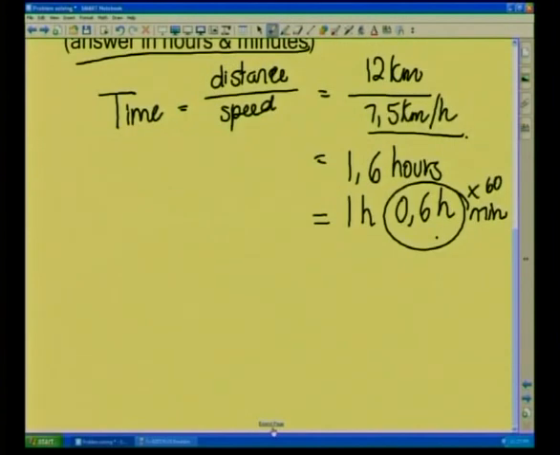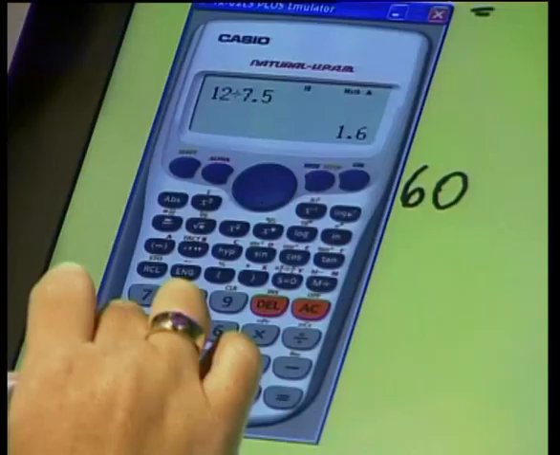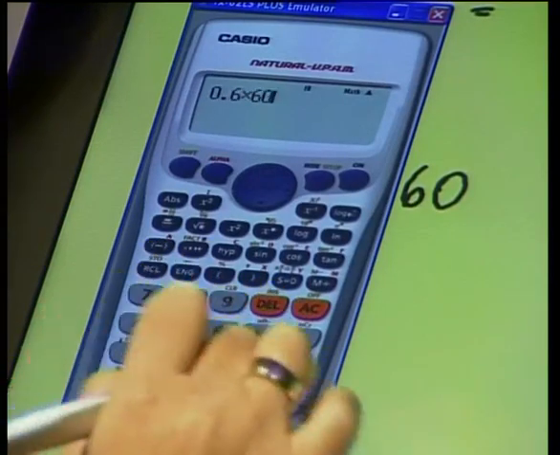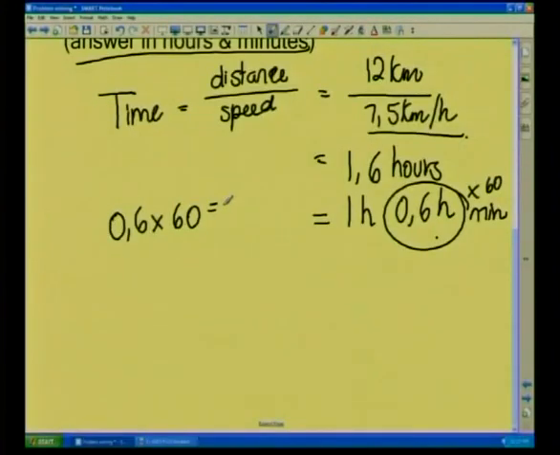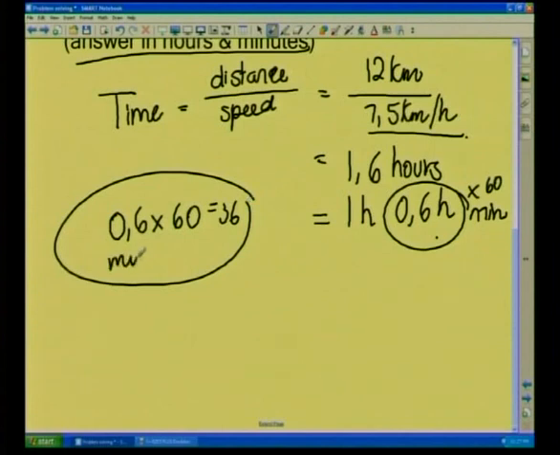So let's do it on the side here. 0.6 times 60 is equal to 36. So my actual answer is 1 hour and 36 minutes. And that is our final answer.